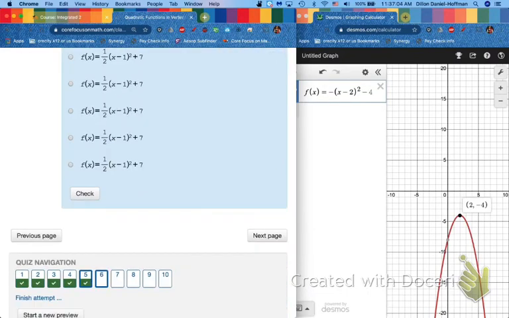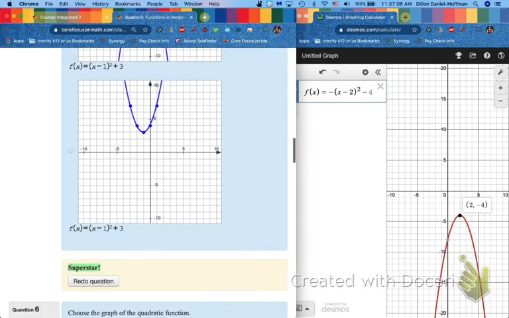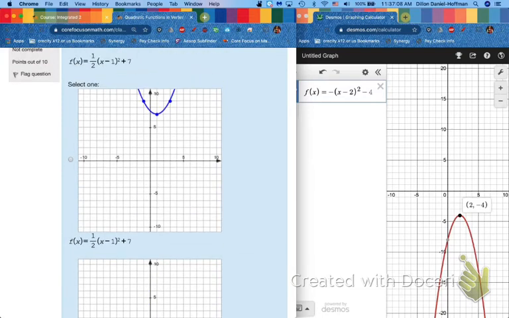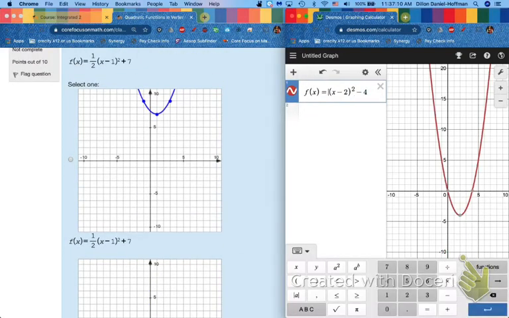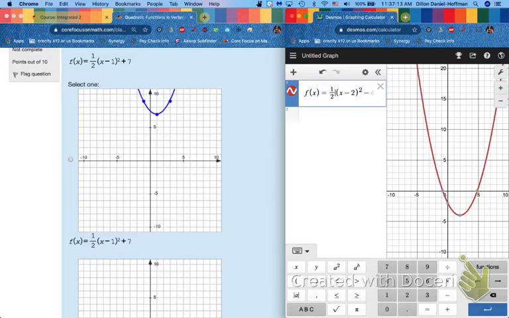Number 6, let's review what happens when we've got a little fraction in front there. Yeah, x might still be 1 right, 7 up. 7 up.